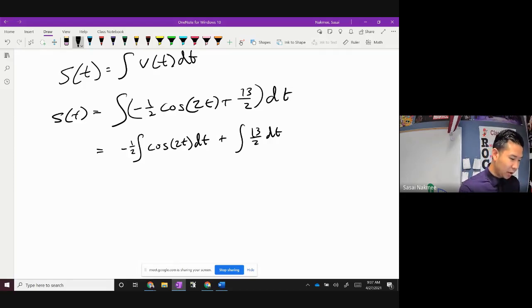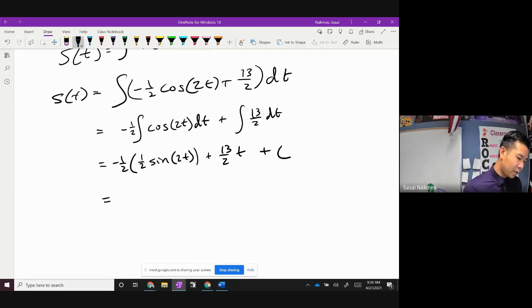Chain rule this. I hope you guys are okay with this. I'm going to do this chain rule in my head real quickly because I just remember this from the other one. I'm going to have here negative 1/2 times, this is going to be another 1/2, right? The integral of cosine is going to be sine of 2t, right? That's going to be this one right here. This is going to be plus 13 over 2 times t plus c. Cleaning this up, this position function is going to come out to be negative 1/4 sine of 2t plus 13 over 2 t plus c.